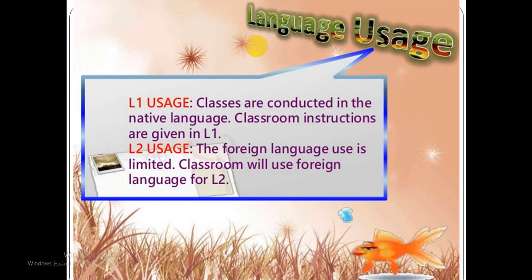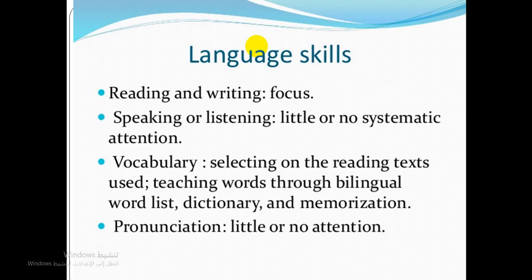Language 1 usage. Classes are conducted in the native language. Classroom instructions are given in language 1. Language 2 usage. The foreign language use is limited. The classroom will use the foreign language for language 2. Language skills. Reading literature in the target language is the aim of this method.